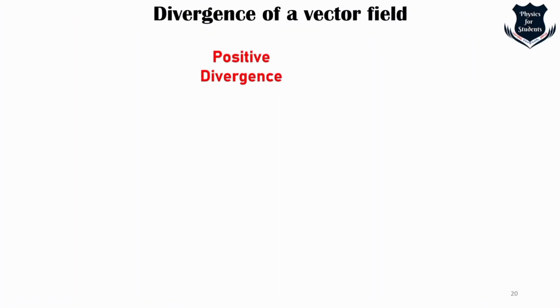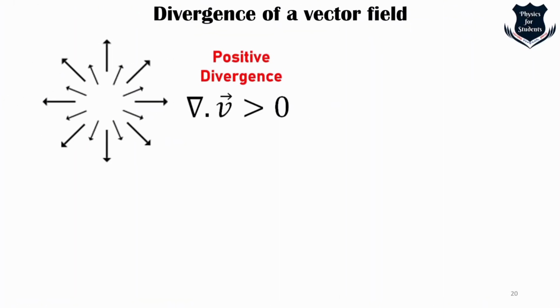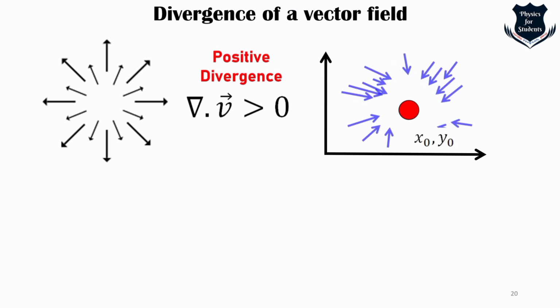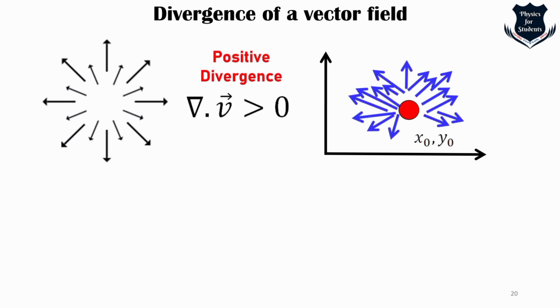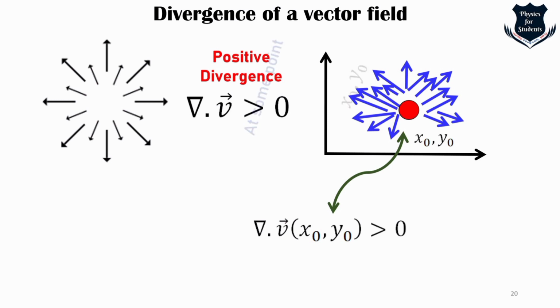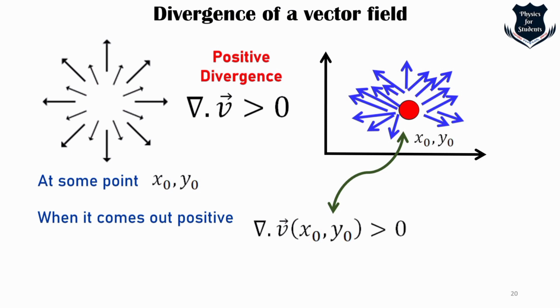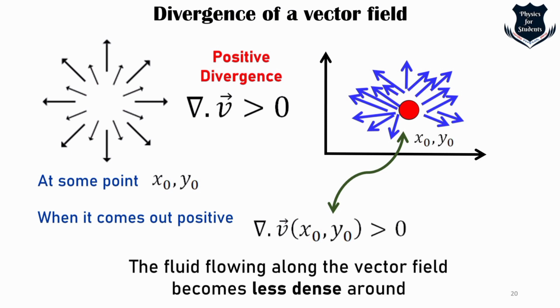Okay, so positive divergence is where things are spreading out, and del dot V would be greater than 0, and it looks something like this. So it spreads out from x0, y0, and the value at that point is greater than 0. This is positive divergence. So we can say that the fluid, or anything flowing around the vector field, becomes less dense around it. Why? Because it is spreading.